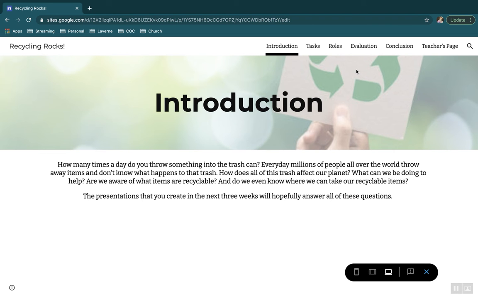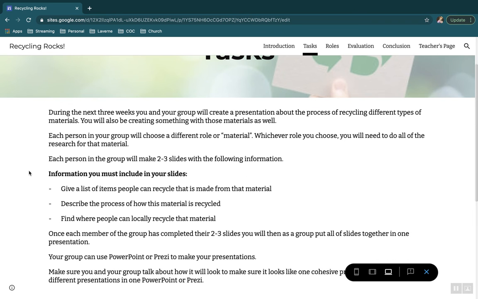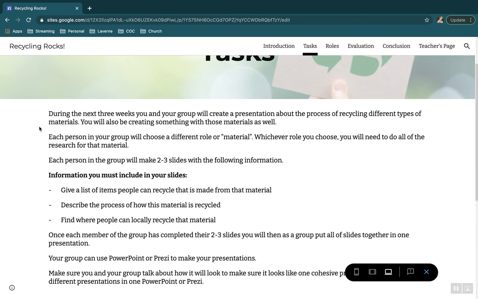So after the students have looked at the introduction page, they then are going to move on to the tasks page. In this page, the students are going to get detailed information about what they need to do within the 3 weeks. So it starts with, during the next 3 weeks, you and your group will create a presentation about the process of recycling different types of materials. You will also be creating something with those materials as well.